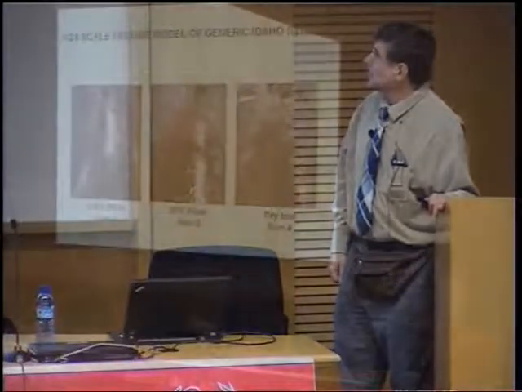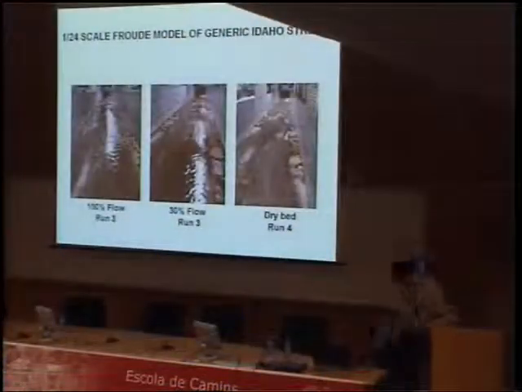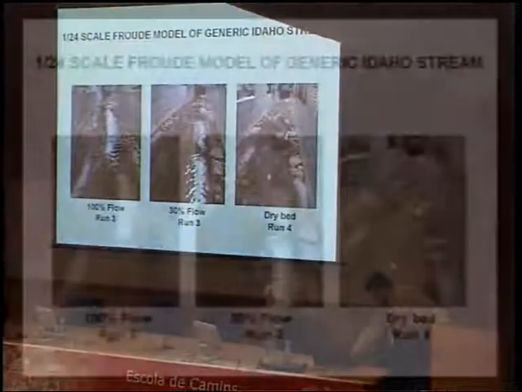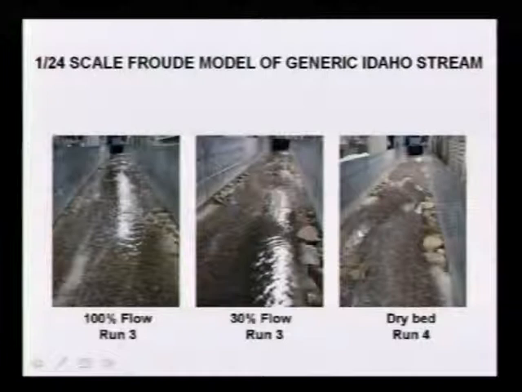So we built a 1:24 scale model, and you can see here some large stones which we used to model colluvium. Here is the gravel, and the white material is our model sand.